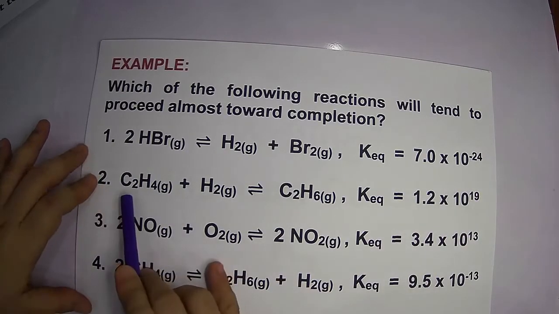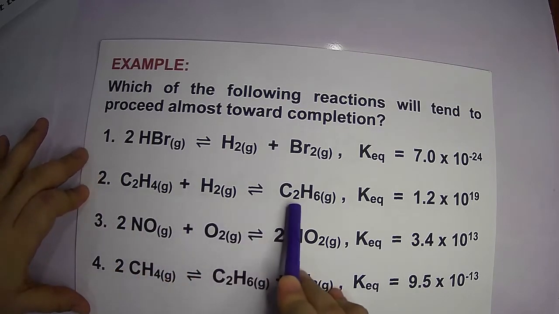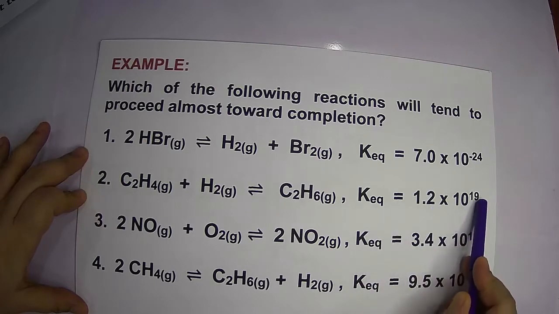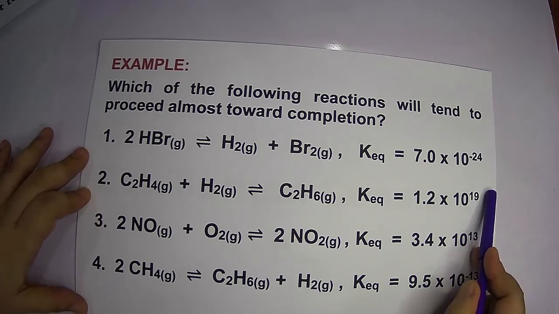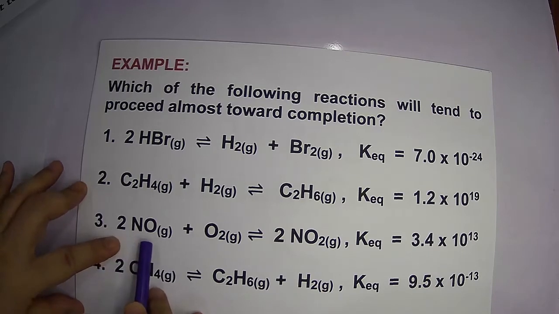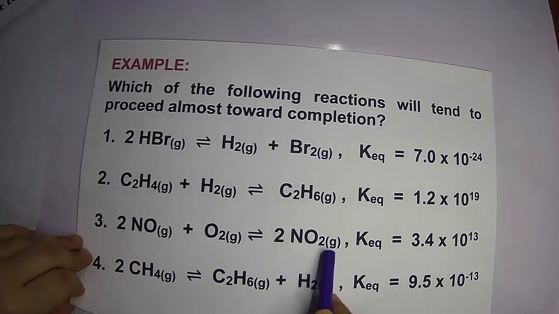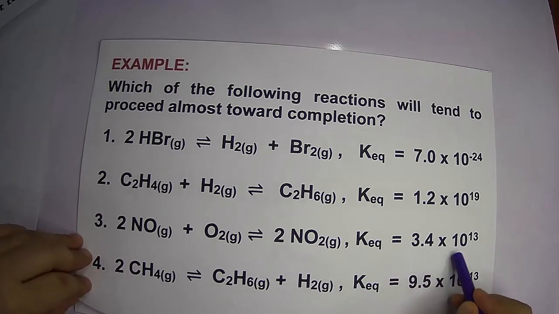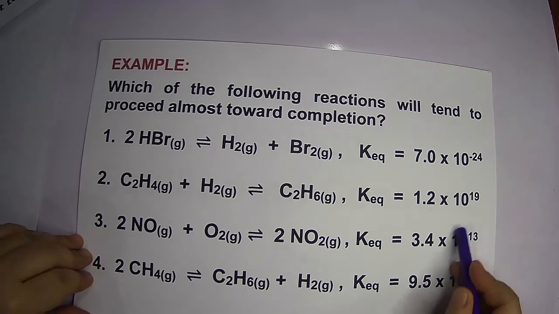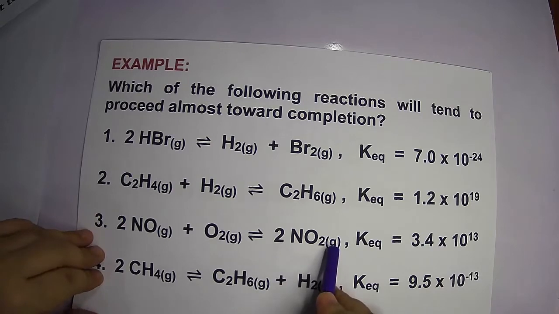For number 2, you have ethene with hydrogen giving you ethane, and the Keq value is positive 19. This is greater than 1. Therefore, reaction number 2 will proceed almost towards completion. And for number 3, we have 2 moles of nitrogen oxide and oxygen gas giving you 2 moles of nitrogen dioxide. The Keq value is 3.4 times 10 to the positive 13. Again, this value is very large, or greater than 1. Therefore, the forward reaction will proceed towards completion.